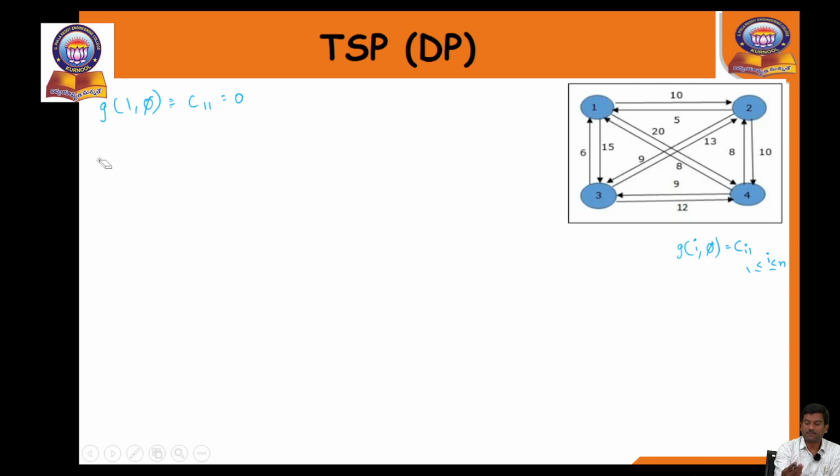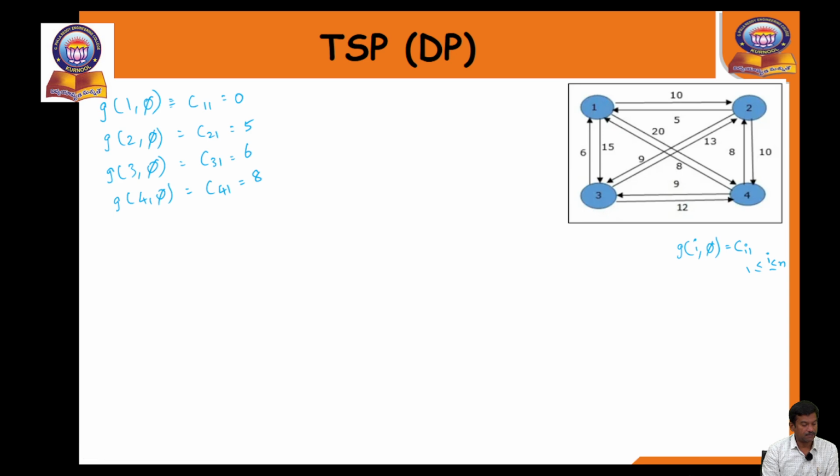So the next step is g(2, null), which is given as c21. What is the edge cost from 2 to 1? That is 2 to 1 with the edge cost equal to 5, the second line. In the same fashion, find g(3, null), given as c31, the edge from 3 to 1, which is 6. And the next one, g(4, null), which is given as c41, equal to 8. So far we have found these values.